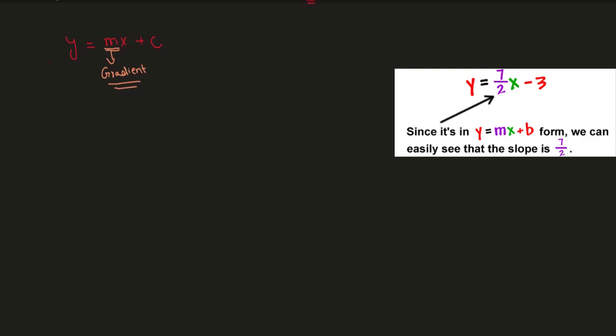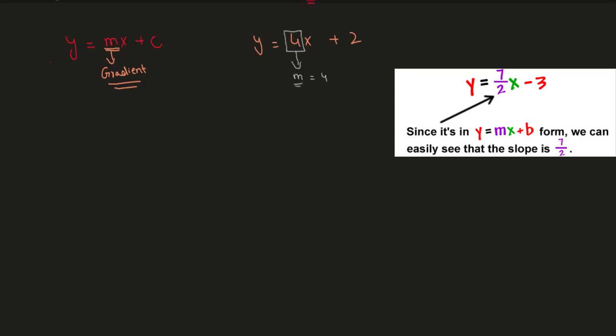For example, the equation given to us is y is equal to 4x plus 2. So if we have to find the gradient, what is the gradient in this equation? We just have to look at what is right next to the x. So we can see the 4 is right next to x, which should be the gradient here. So m is equal to 4. M is also known as gradient.